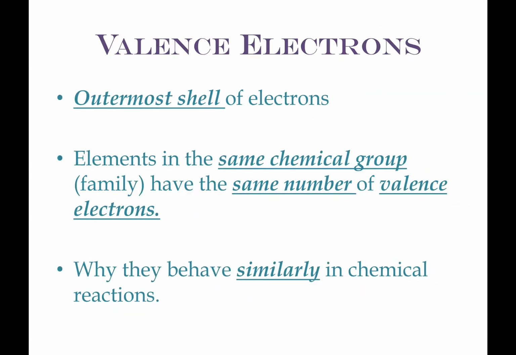So valence electrons, what is a valence electron? I mentioned it earlier, but the valence electrons are the outermost shell of electrons. Why do elements that are in the same chemical group act like families, act the same? Because they have the same number of valence electrons. So their reactivity is going to be very similar. They're going to behave similarly.